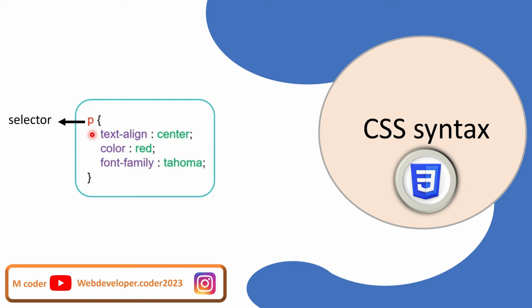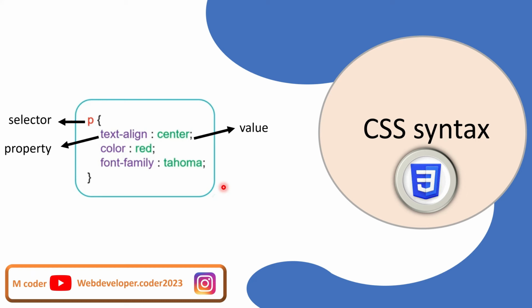Here, we wrote P, which means select the P element and give them this style: center them, make them red, and set the font family to Tahoma. So we call P a selector. And text-align, color and font-family are properties. Also center, red and Tahoma are values. After writing the property, a colon, and the value, we must put the semicolon.